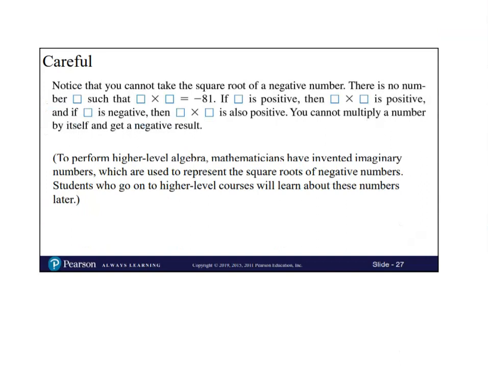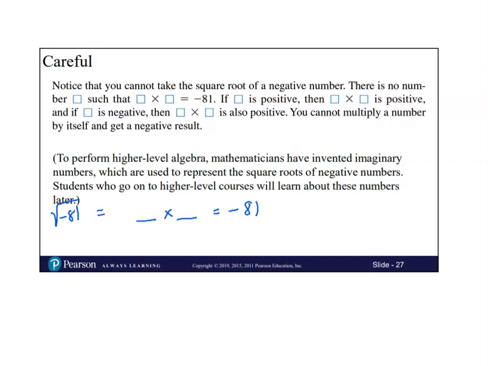Notice that you cannot take the square root of a negative number. There is no number such that the square root times the square root gives negative 81. So basically, these numbers do exist. They're imaginary. We're not going to go into that in this class, but what it's trying to say is, can you think of something times something else that is negative 81?